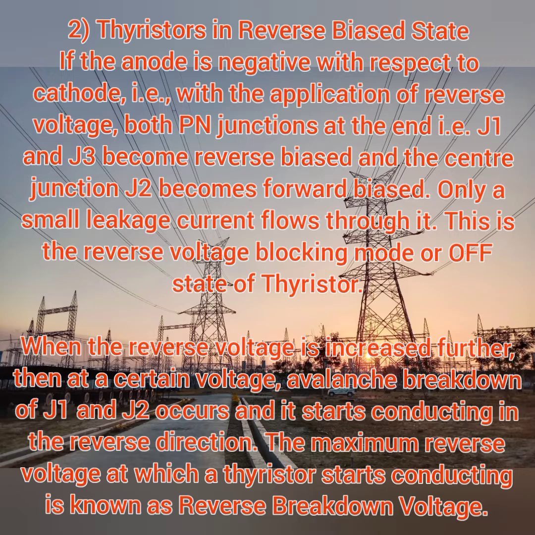When the reverse voltage is increased further, beyond a certain limit the avalanche breakdown will take place at the J1 and J3 junctions, which means that due to this avalanche breakdown, it will start conducting in the reverse direction. So the maximum reverse voltage at which a thyristor starts conducting is known as the reverse breakdown voltage.